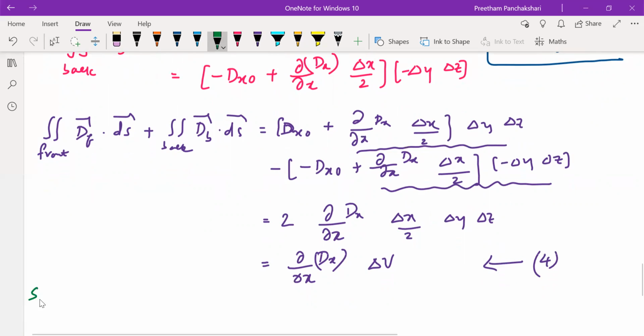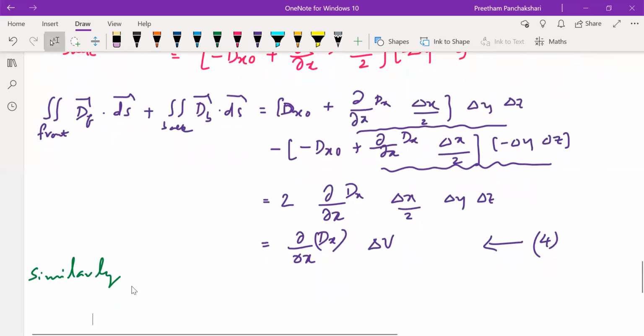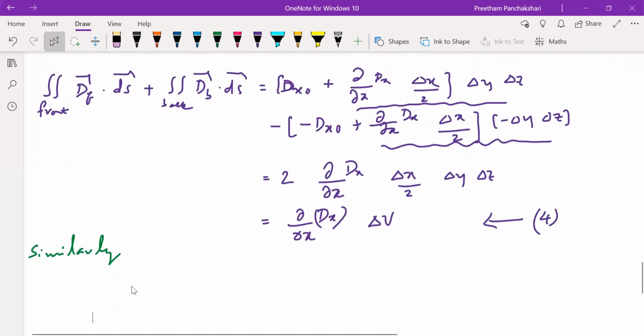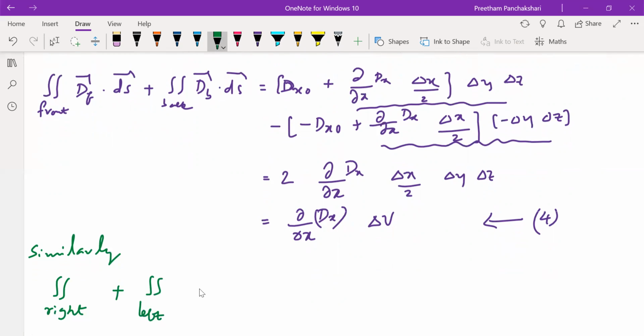Similarly, we can write the equations for the amount of flux passing through the other 4 faces. Let us say through the faces right and left, we may end up with the value.